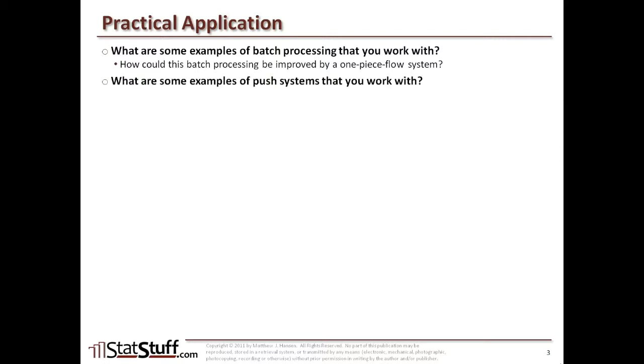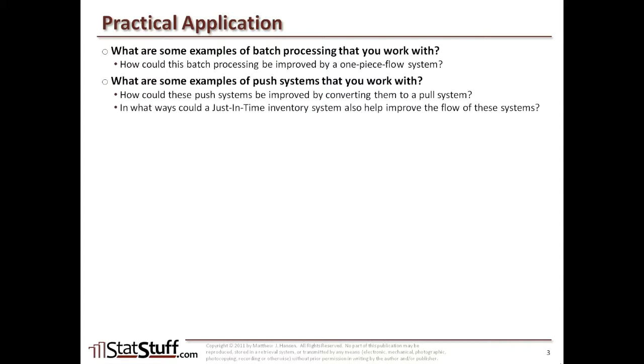Again, push systems referring to things that are pushed down to you without necessarily being at your demand. Now, how could those push systems be improved if they were to be converted instead to a pull system where it is at your demand? And in what ways could a just-in-time inventory system help improve the flow of those types of systems?